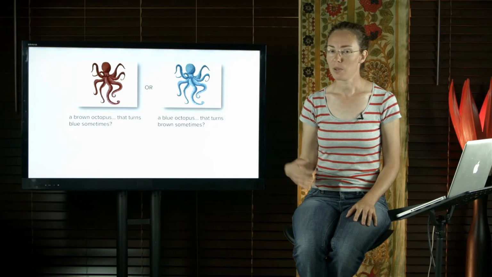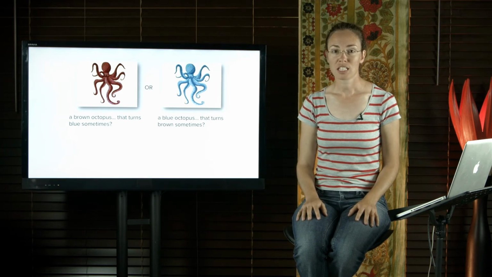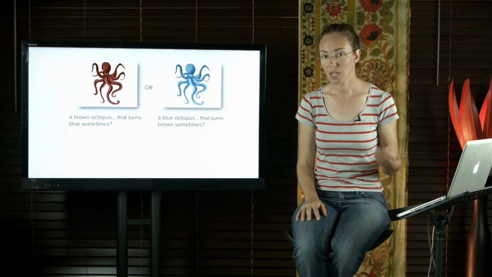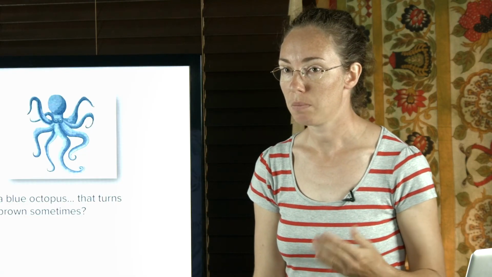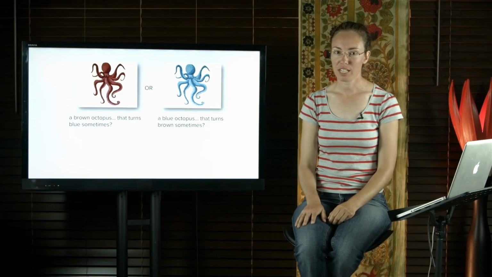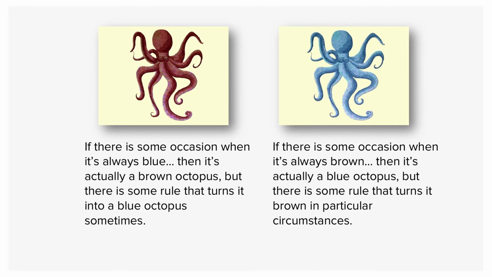How could we tell if we had a brown octopus or a blue octopus? We could watch it for a while and see whether there's some particular occasion when it becomes blue, for example, when it's alarmed, or if there's some particular occasion when it becomes brown, for example, when it's defending itself. So if there is some occasion when it's always blue, then it's actually a brown octopus, but there is some rule that turns it into a blue octopus sometimes. If there's some occasion when it's always brown, then it's actually a blue octopus, but there is some rule that turns it brown in particular circumstances.